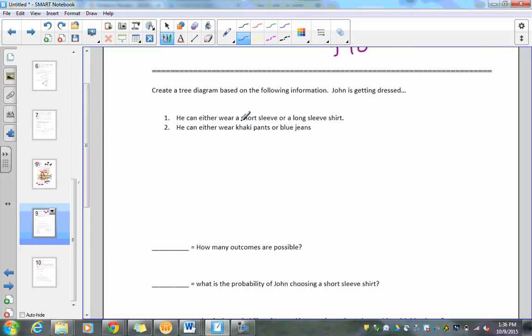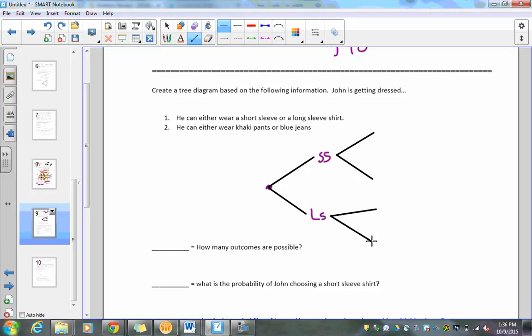All right. Create a tree diagram on the following information. John is getting dressed. He can either wear a short sleeve or a long sleeve shirt. So here we have John. I'm just going to put a little dot that represents John. His first decision is short sleeve or long sleeve. And then he can wear khaki pants or blue jeans. So khaki pants, blue jeans for that, khaki pants, blue jeans for that.